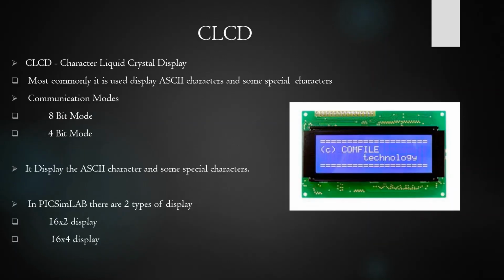The next one is CLCD. CLCD is character liquid crystal display. Most commonly, it is used to display ASCII characters and some special characters. The communication modes of CLCD are 8-bit mode and 4-bit mode. ASCII stands for American Standard Code for Information Interchange, along with some special characters. In PiximLab, there are two types of display: the first has a 16 by 2 display, and then a 16 by 4 display. This is how the character liquid crystal display is shown.